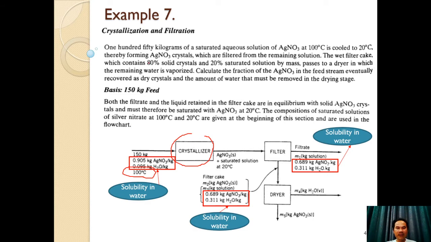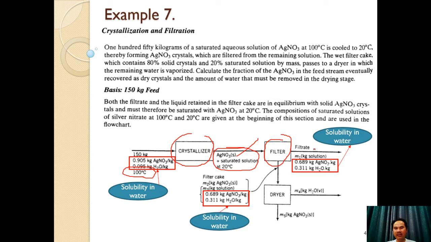And they will be forming silver nitrate crystal. So when you cool from 100 to 20, there are some silver nitrate crystals and some saturated solution. The crystals are filtered from the remaining solution, so you send the crystals and solution to the filter. And then after filtering, we get two products, including the filtrate.